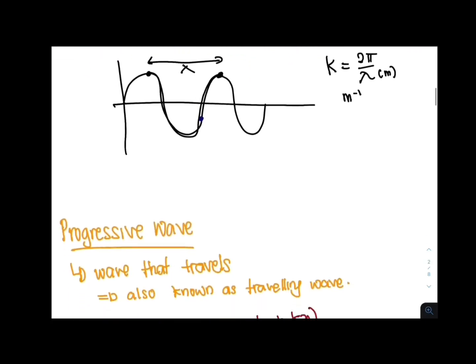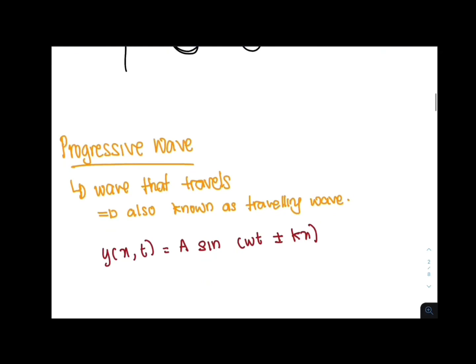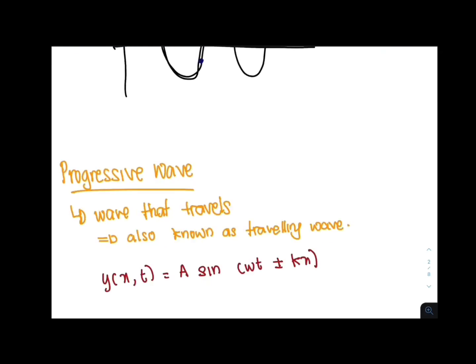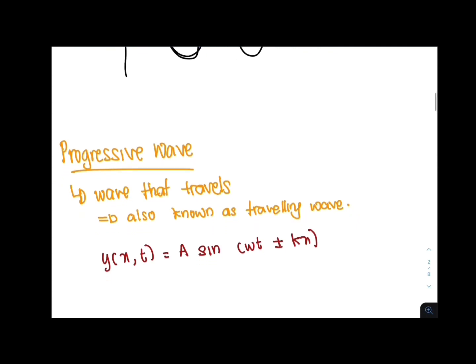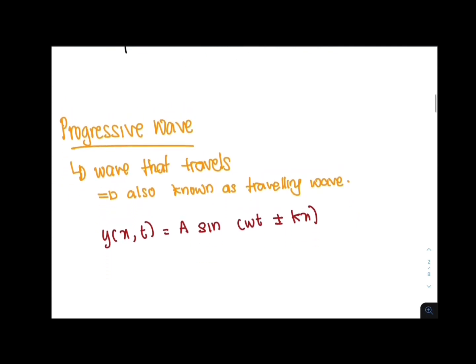Alright. Okay. Next kita nak tengok bahagian progressive wave. Progressive wave maksudnya the wave that is travelling. Dia wave yang boleh travel, yang akan travel. Ataupun dalam kata nama lain, dia adalah travelling wave. Okay. So you are going to have a new equation for your travelling wave such as y in terms of x and t is equals to A sin omega t plus minus kx.